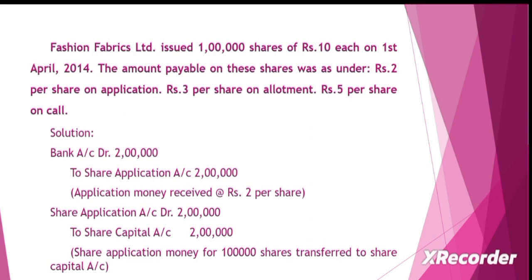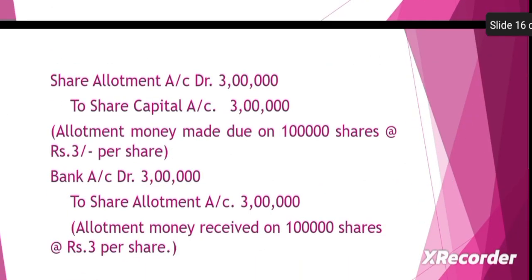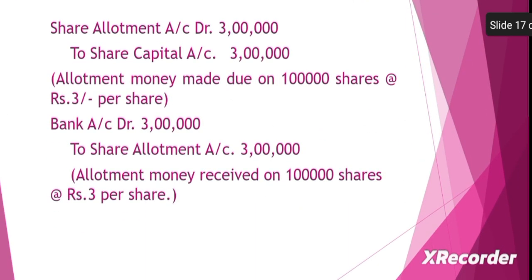Then we make the entries for allotment due. For that purpose, we write the entry like share allotment account debit to share capital account. Here 1 lakh shares into rupees 3, so we get the amount rupees 3 lakhs. We debit and credit these 3 lakhs in this entry. Then we receive the share allotment amount. For that purpose, we make the entry like bank account debit to share allotment account, same 3 lakhs rupees in debit and credit side.